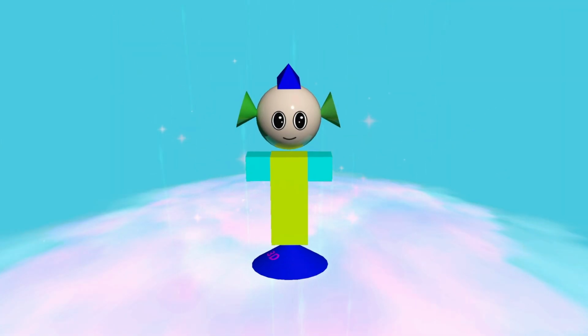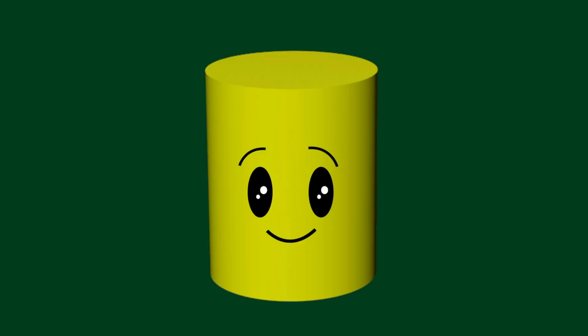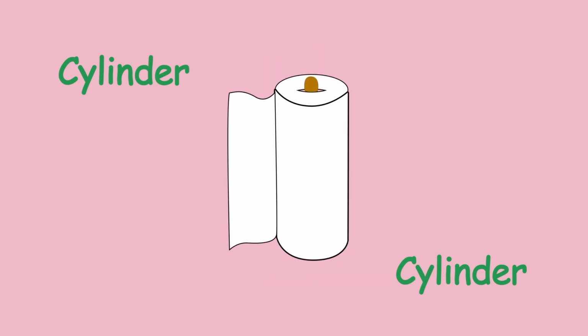Now, let's explore the cylinder. A cylinder has 2 circular faces and a curved surface. Cylinder. It looks like a can of soda or a roll of paper towels.